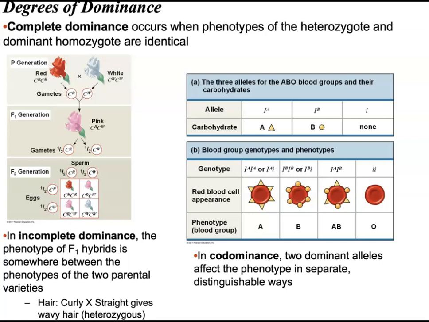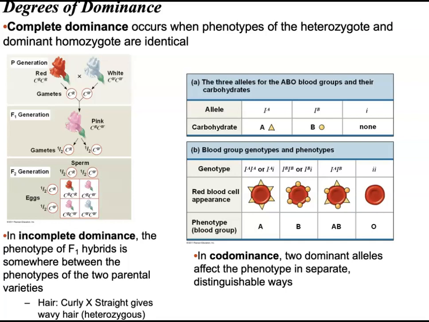An A allele is a capital I with an A superscript, while a B allele is a capital I with a B superscript. The recessive allele is a lowercase i. A person that has a phenotype A can have two different genotypes, either big I^A, big I^A, or big I^A, little i. The same is true of the B blood type, big I^B, big I^B, or big I^B, little i.